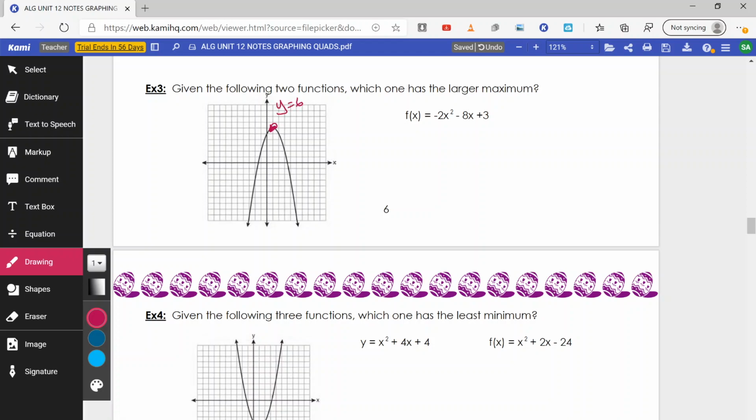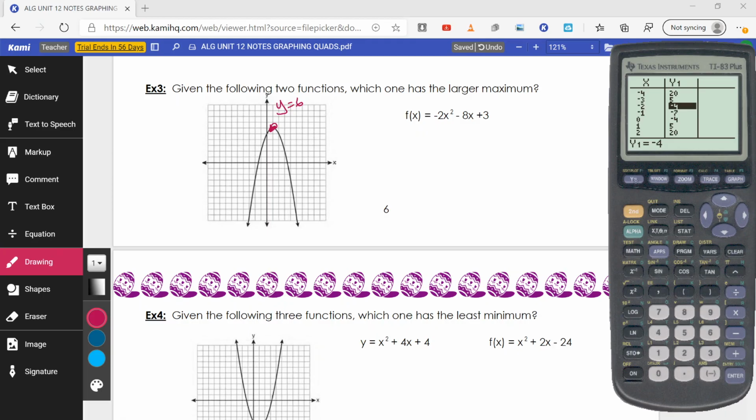So there is that value. So now what I want to do is compare this to my generic equation. So I go to y equals and I plug in negative 2x squared minus 8x plus 3. And because we're looking for the highest point, I'm going to look at my table.